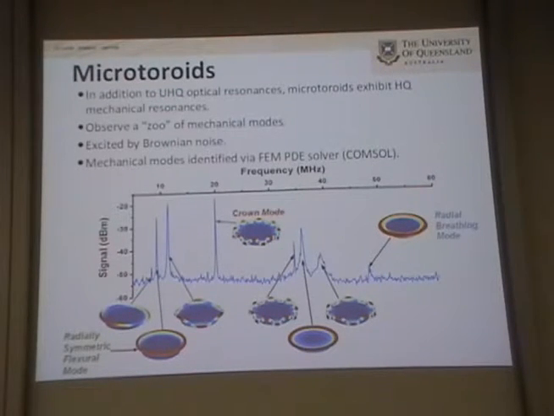So in this case, what we're doing is sitting slightly off an optical resonance. As the cavity vibrates, the intensity of the light changes because it covers more of the cavity, then less of the cavity. And if we plug the output of the cavity into a spectrum analyzer, you start to see these spikes at characteristic frequencies which correspond to each of these modes.